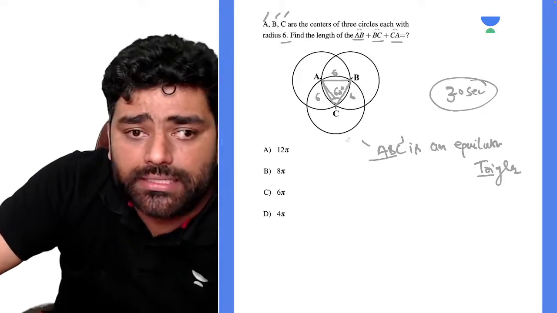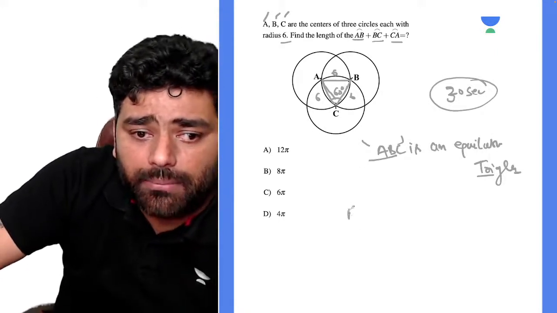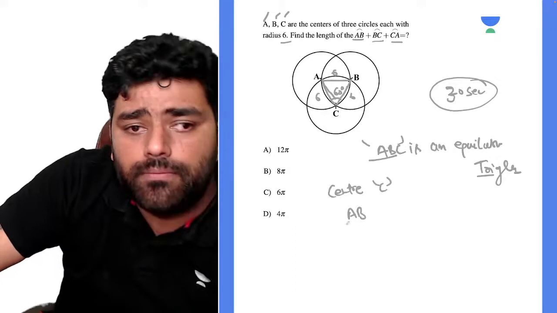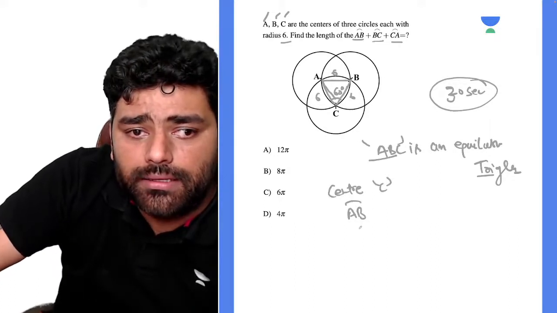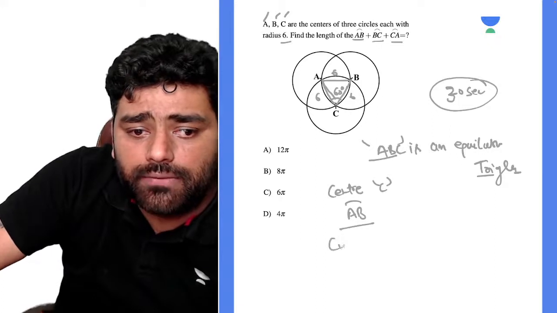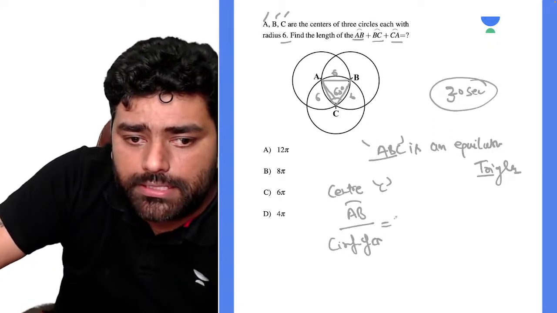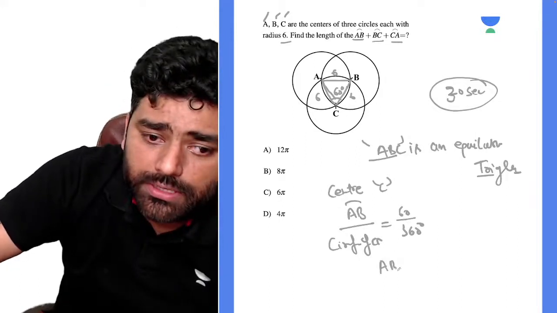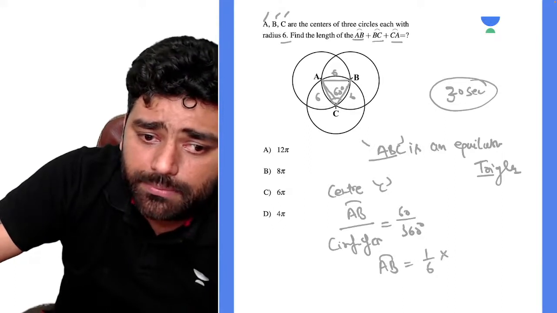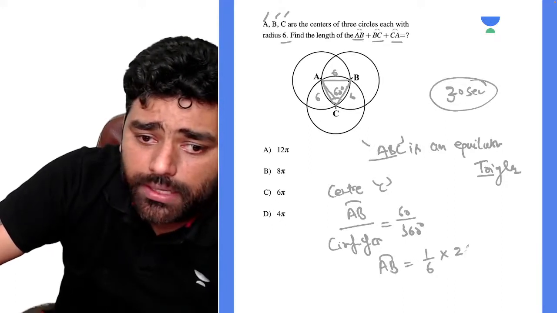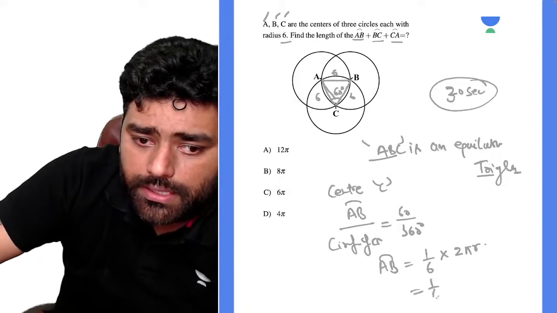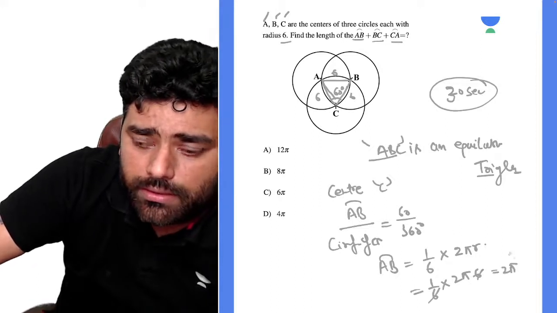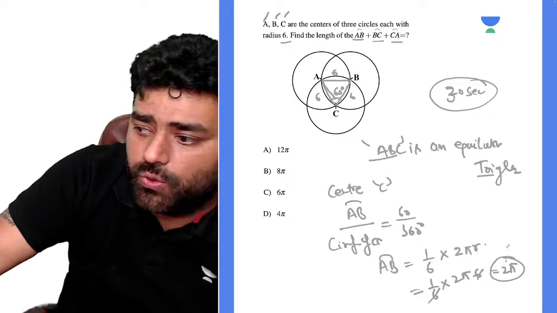If each angle is 60 degrees, that means arc AB, with center C, arc AB divided by the circumference of the circle is equal to 60 divided by 360, right guys? So what we know is AB is equal to 1 by 6 multiplied by the circumference of the circle, that is 2 pi r. And 2 pi r is what? Radius is 6, so this is going to be 2 pi. That means arc AB is equal to 2 pi, right guys?